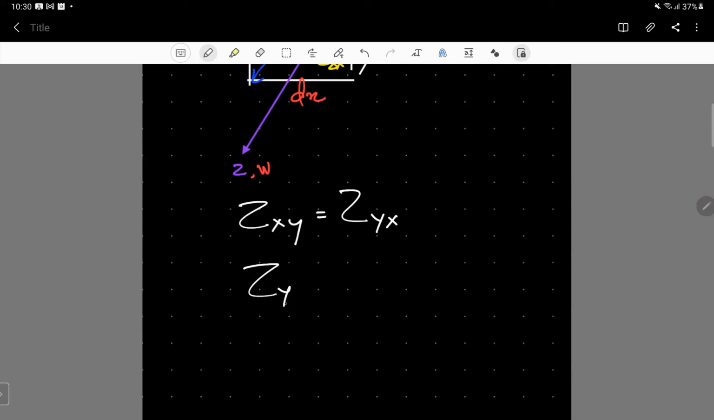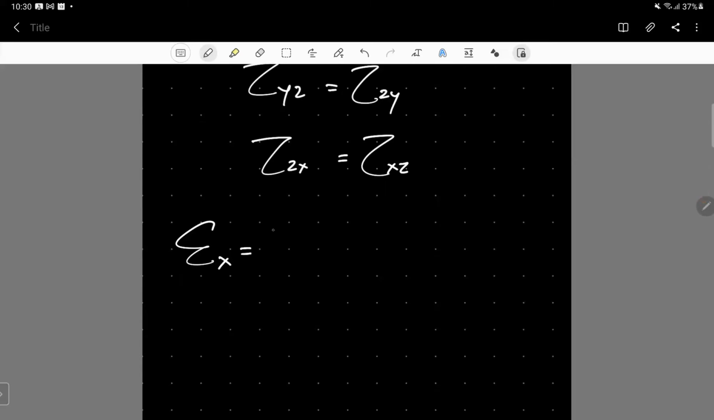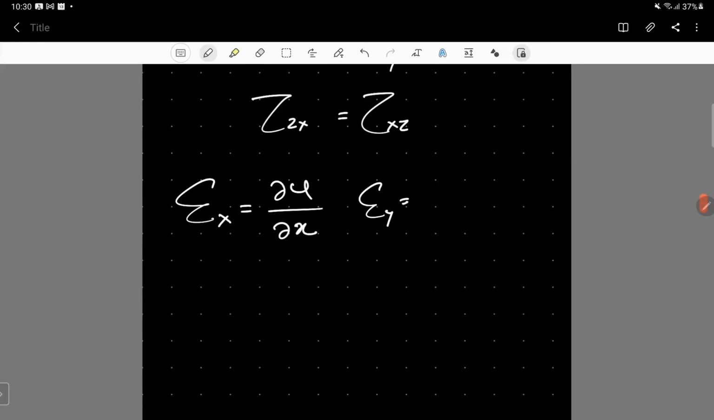This is from the moment equilibrium conditions: tau ZY, and tau ZX is equal to tau XZ, right? So based on the first thing, maybe if you can recollect, we can relate the strains to the corresponding displacements. The strain in the X direction can be written using the displacement in the X direction. Strain in the Y direction can be written using the displacement along the Y direction. Strain in the Z direction similarly can be written using the displacement, when you take the partial derivative with respect to Z.